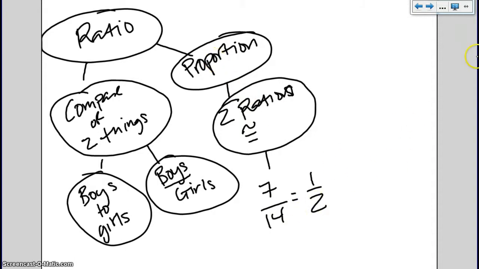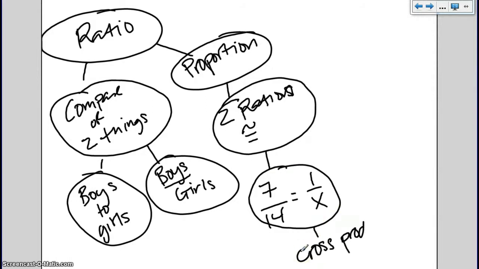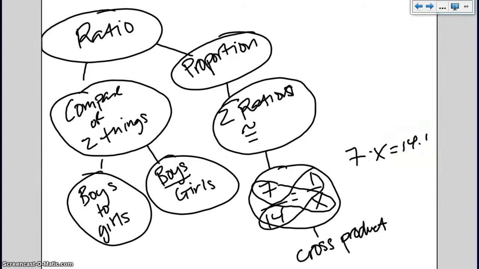And then sometimes on your worksheet, instead of a 2 there, they have an x, and they're like, find x. Well, whenever that happens, I have to find the cross product. I have to cross multiply. So I would do 7 times x goes this way, and 14 times 1. So 14 equals 7x, and then I divide both sides by 7. So x is 2. That's what we talked about on Thursday and Friday.